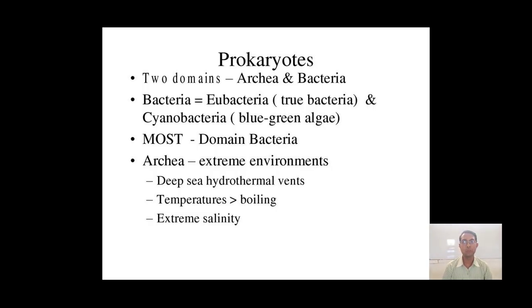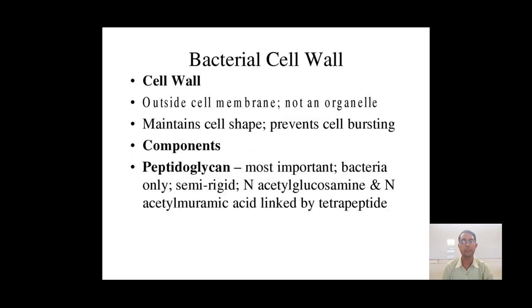Now the second domain in prokaryotes is archaea. This archaea faces different types of conditions, like extreme environments. For example, they grow very well in the deep sea, which has different types of hydrothermal vents. Then they also grow very well in extreme salinity. So these are the archaea and the bacteria.